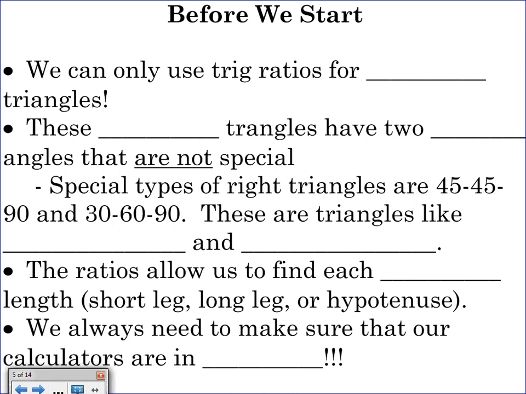So, before we start with this lesson, a couple things I want to tell you or remind you of. We can only use trig ratios, just like Pythagorean's theorem that we've talked about, just like the special right triangles. We can only use trig ratios for right triangles. So these right triangles have two acute angles that are not special.